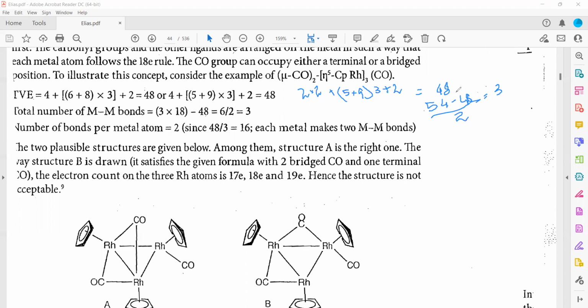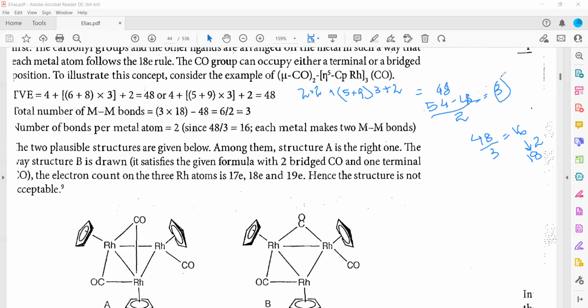number of bonds per metal also. So in order to do that, you need to divide the total valence electron by the total number of metals. So here 3, so that will give you 16. So in order to make this 16 into 18, there's a difference of 2. So that means the number of bonds per metal atom is 2. Okay, so there are 3 metals. So let us draw the complete structure and not just the core structure of this complex.